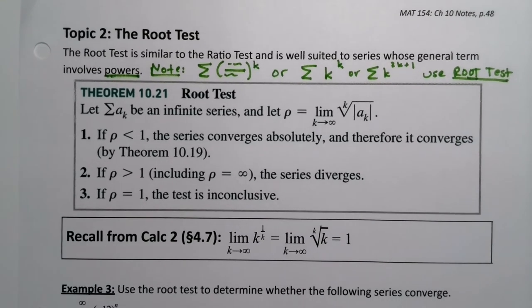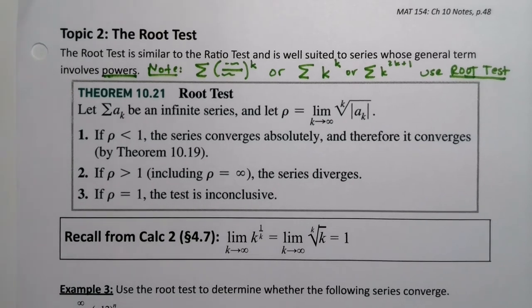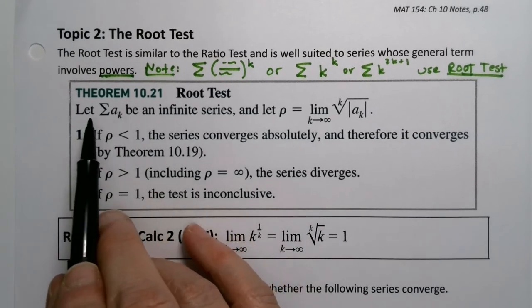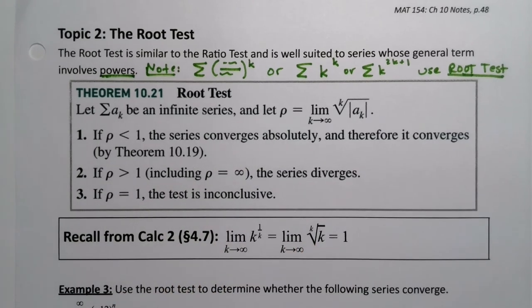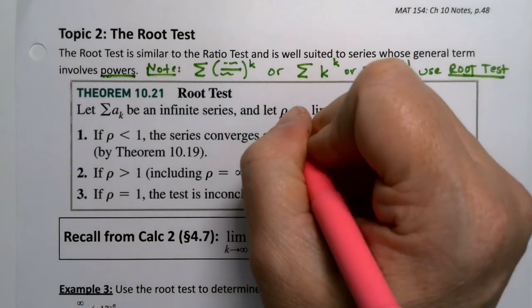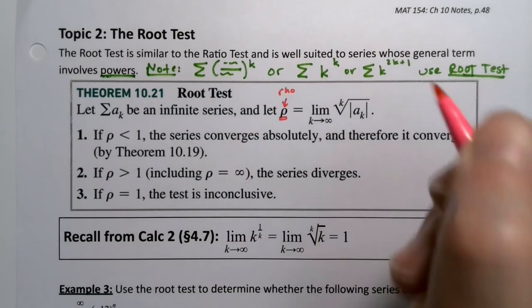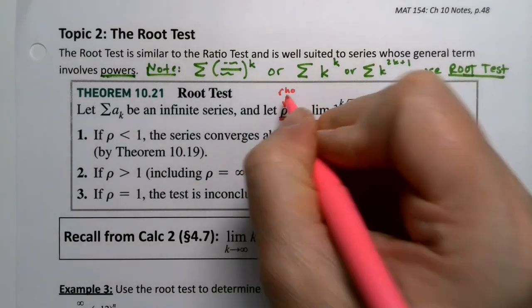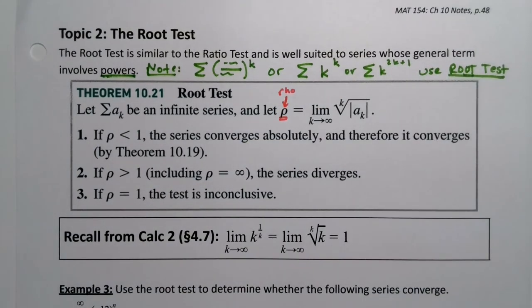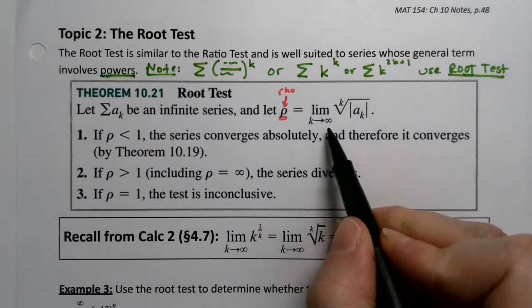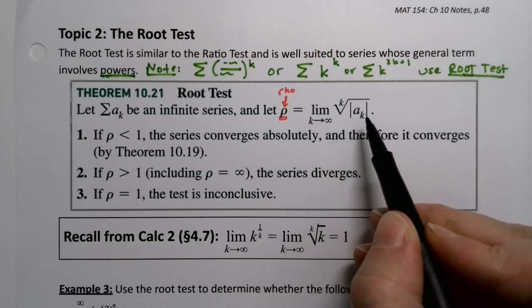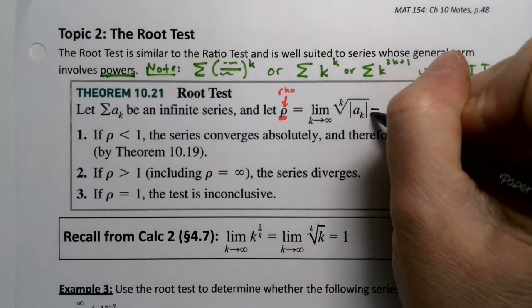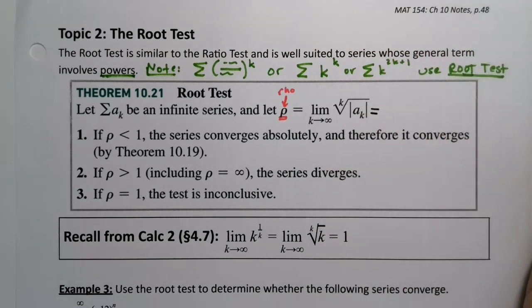All right, so now how does the root test work? Well, actually, it works really similar to the ratio test. You have an infinite series, the sum of a sub k, and you let rho, I know it looks like a p, it's not. This right here is rho. It's a Greek letter. So rho is the limit as k goes to infinity of the kth root of the absolute value of a sub k, of course, because you can't take the kth root of a negative number for all even values of k.